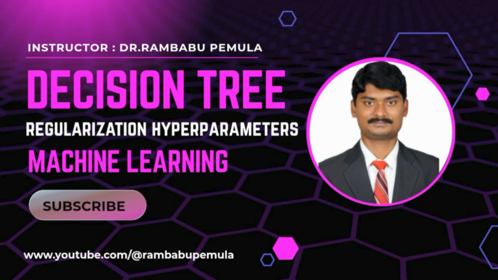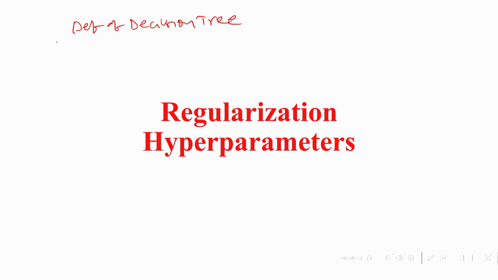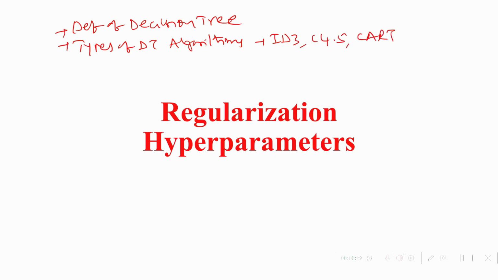In the previous video, we discussed the definition of decision tree, and the types of decision tree algorithms like ID3 algorithm, C4.5 algorithm, and CART algorithm. And also we discussed how to train the decision tree algorithm and how to visualize the decision tree.